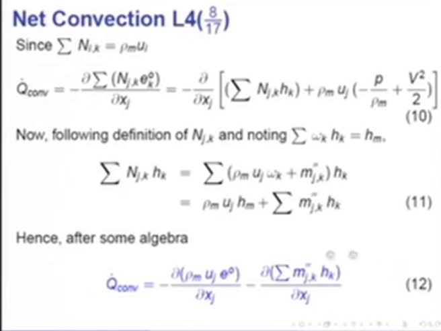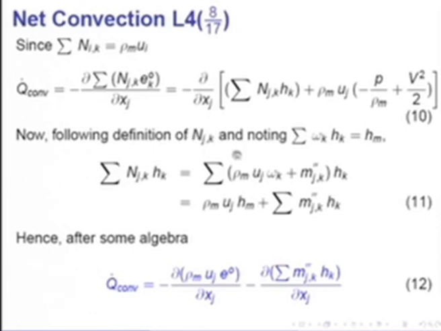negative, we would have convection is simply d by dxj of sigma n j k E naught k, and if I replace E naught k by h k plus minus p by rho m plus v square by 2, then you will see n j k would multiply with h k into the bracket, but the sum of n j k would simply be rho m u j as we saw before, minus p by rho m plus v squared by 2.